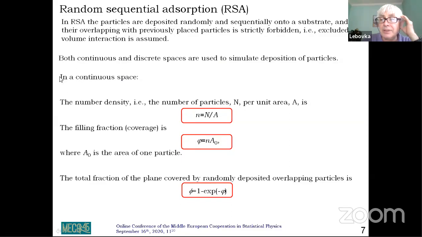For example, in continuous space, we have the number density, which is the number of particles per unit area, and then the filling fraction, which is the number density multiplied by the area of one particle. And if we have overlapping particles, the fraction of the plane covered by the particles is equal to this function, where the filling fraction is the argument.